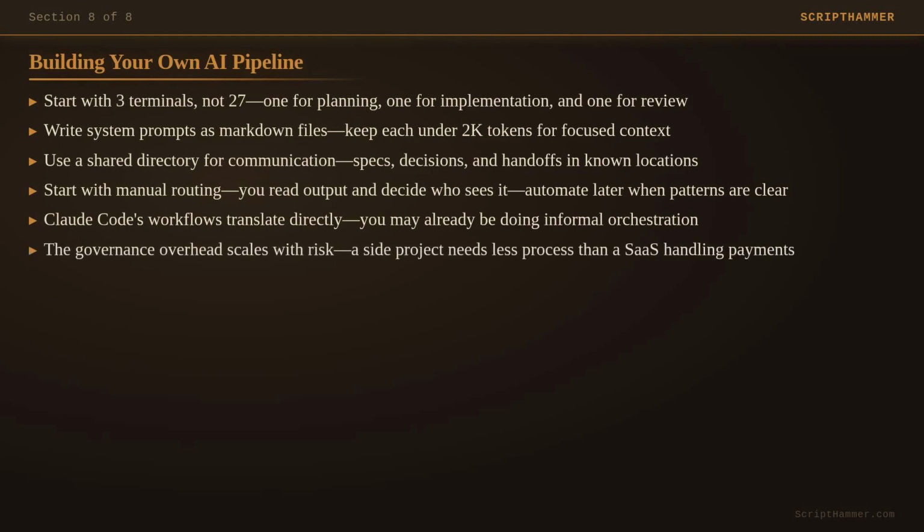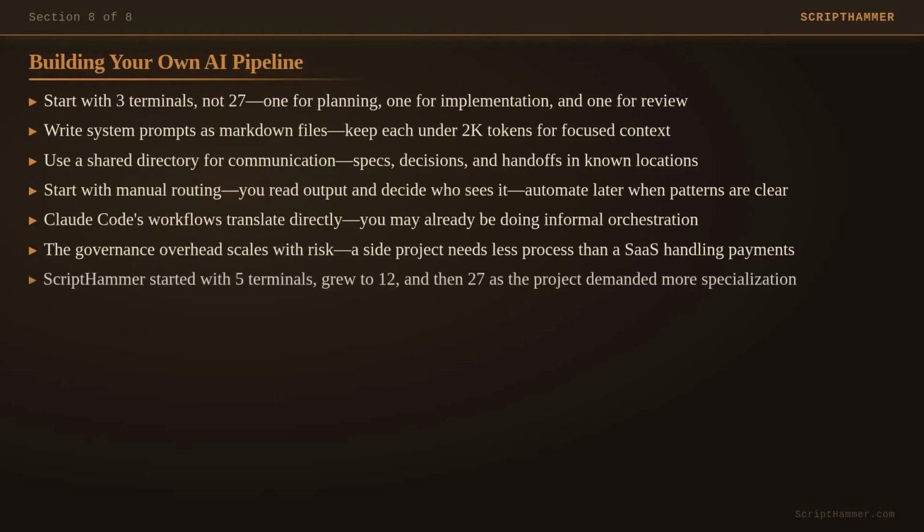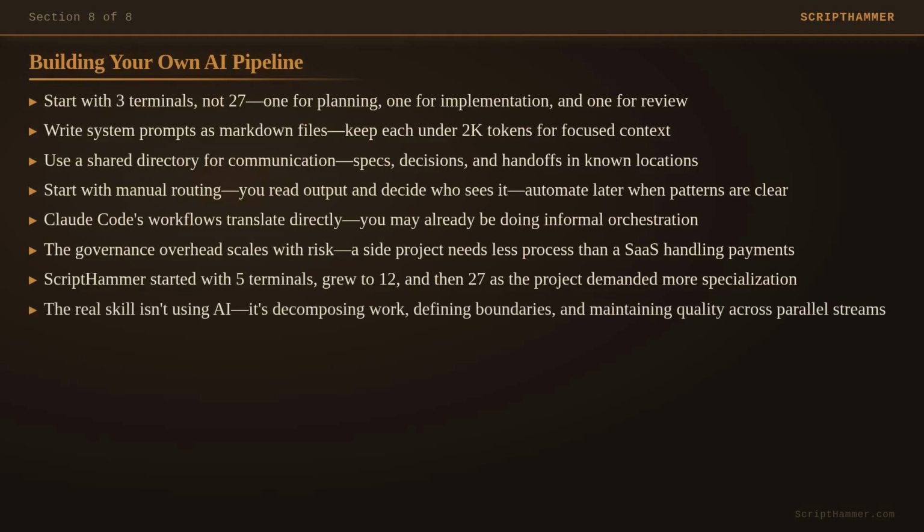The governance overhead scales with risk. A side project needs less process than a SaaS handling payments. ScriptHammer started with 5 terminals, grew to 12, and then 27 as the project demanded more specialization. The real skill isn't using AI. It's decomposing work, defining boundaries, and maintaining quality across parallel streams.